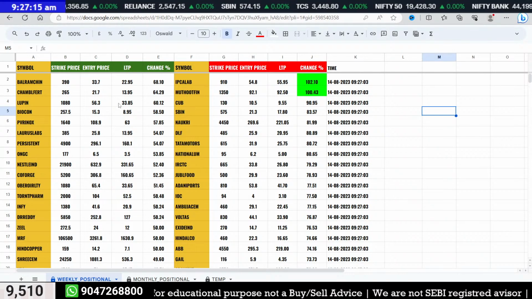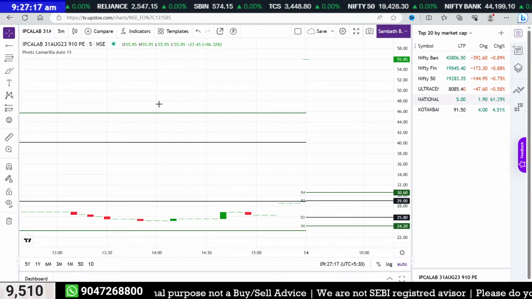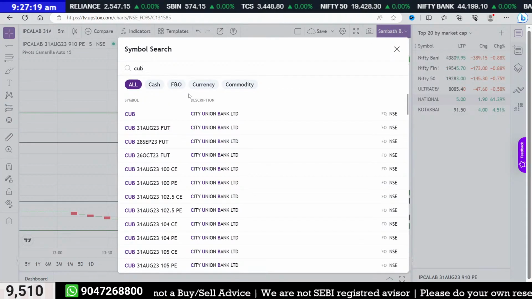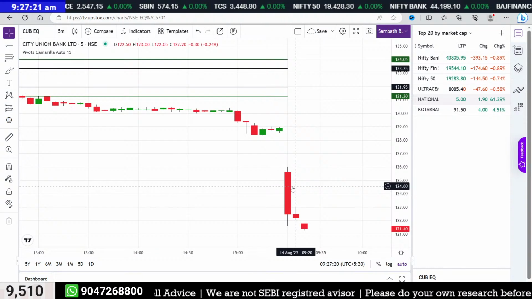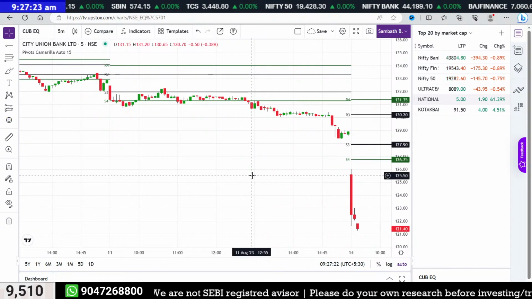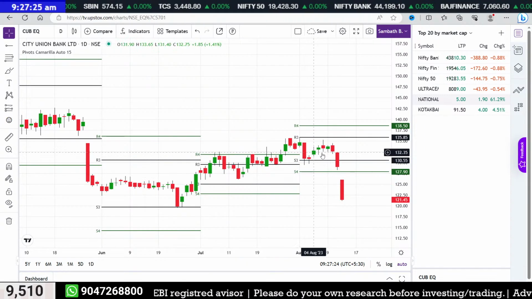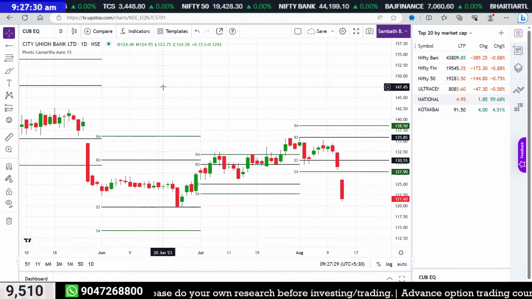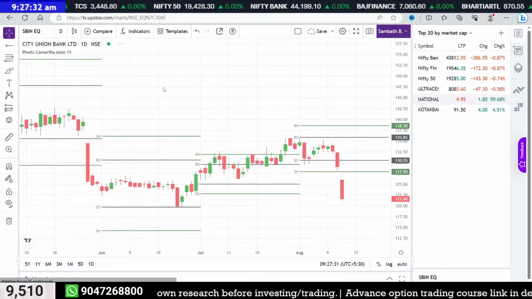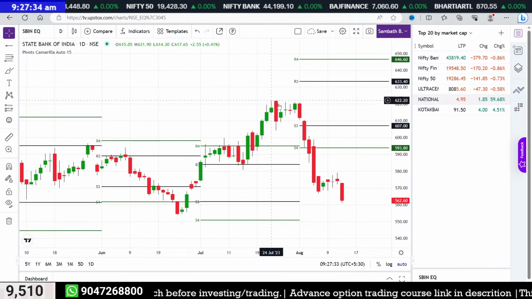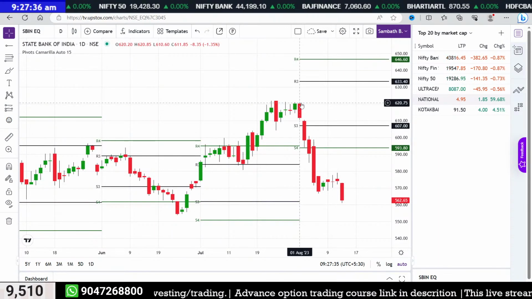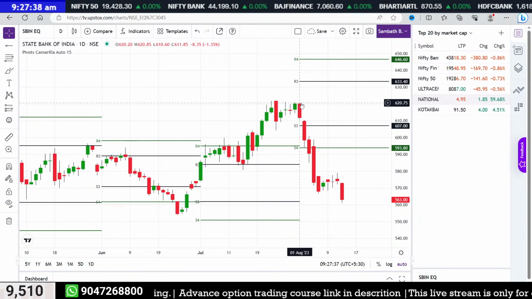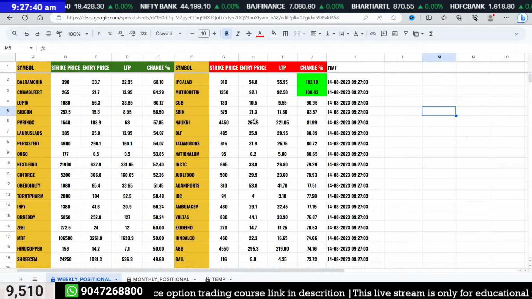What's happening on City Union Bank and SBIN? I think it started moving down. On weekly positional, we can go for the gap down and started moving down. In SBIN, the trend is perfect. From the top 620, it is almost 560. Okay, that's right.